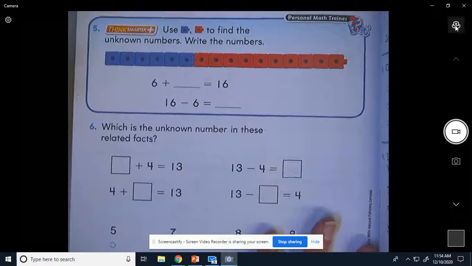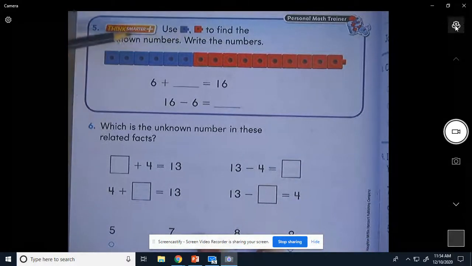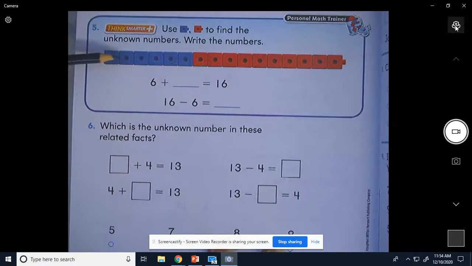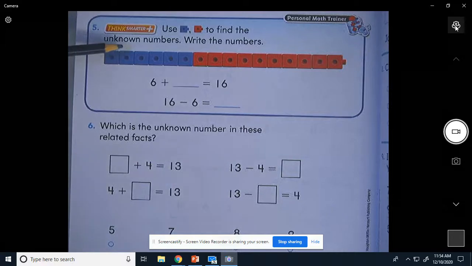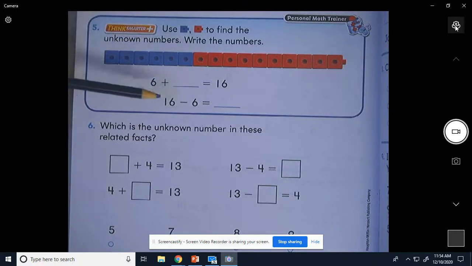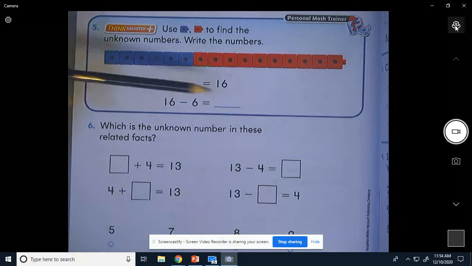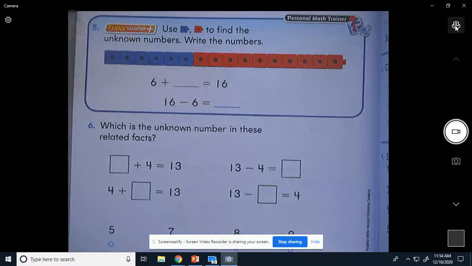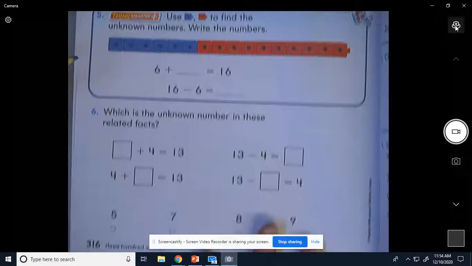All right. Use these to find unknown numbers. You can use anything. It doesn't have to be these. Okay, it can be Cheerios or anything else. Okay, 6 plus what number equals 16? And you can also figure it out by doing 16 minus 6. That's fact families. And then that will give you this unknown number.